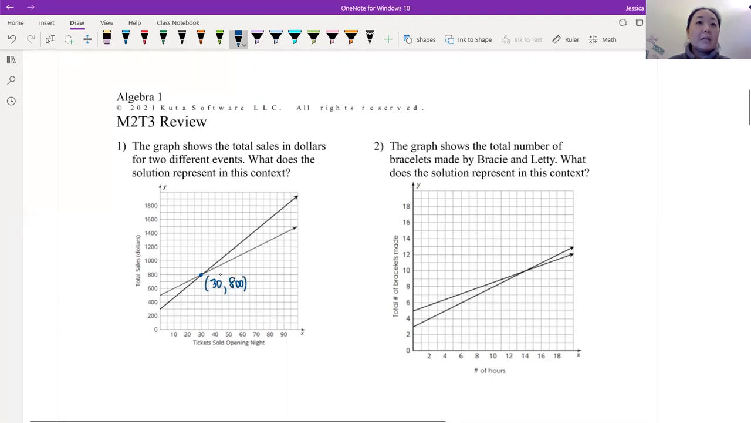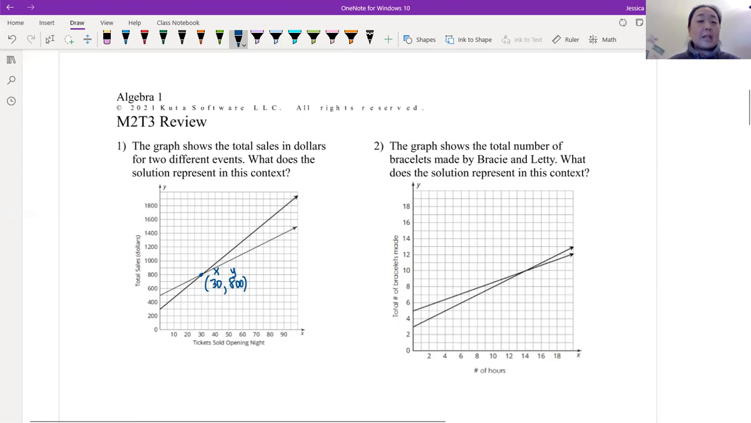So what does that mean? So remember, this is X and the Y. And notice here the axes are labeled, so in case you forget. So the X stands for the total tickets sold during opening night. So maybe this is for a show. There are maybe two different shows going on. Maybe they're having some kind of competition. I don't know, right? And then here is the total sales for the Y, and that's in dollars. So I guess we're in the United States of America at this juncture.